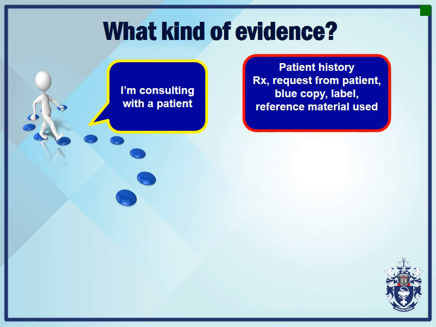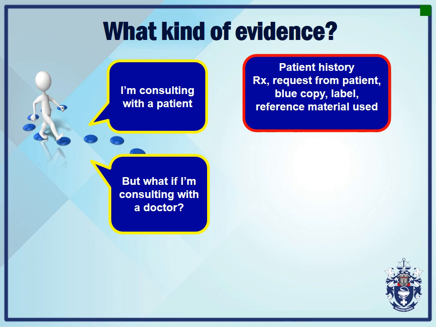If you're consulting with the patient, history, so providing information of what you've recorded in terms of whether the patient is diabetic, hypertensive, age, weight, etc., the prescription that was required, the request from the patient, the blue copy, the label, and the reference material used when consulting with that patient. You can even refer to, for example, the GPP, where you could provide information on what a private consulting area should look like and all of the GPP requirements. Obviously linked to the behavioral statements.